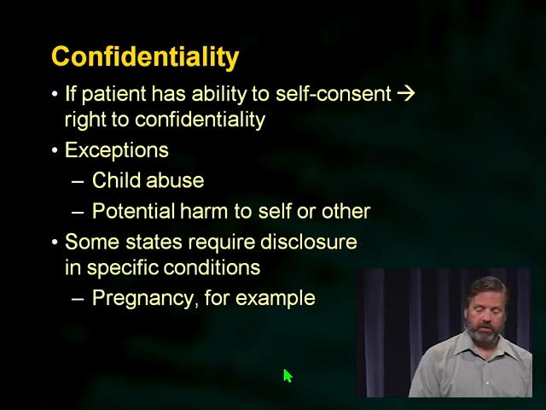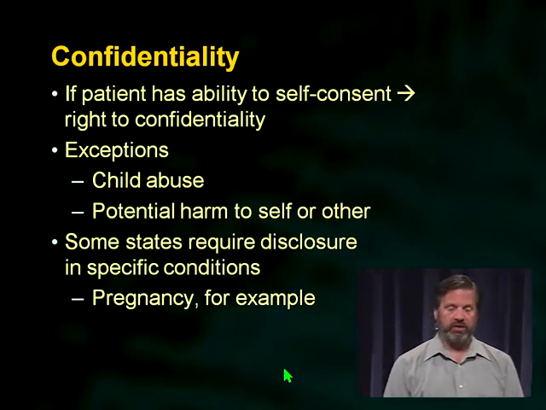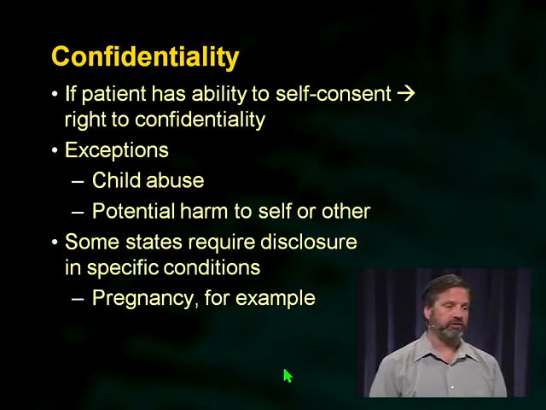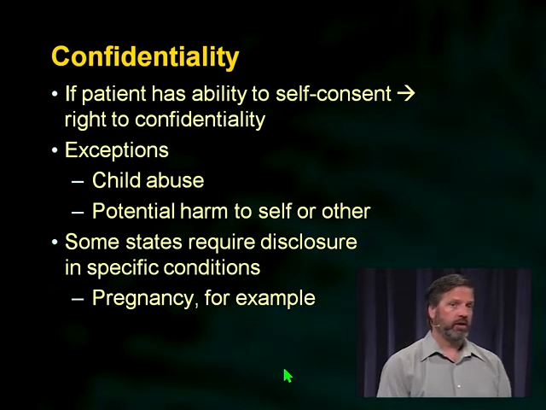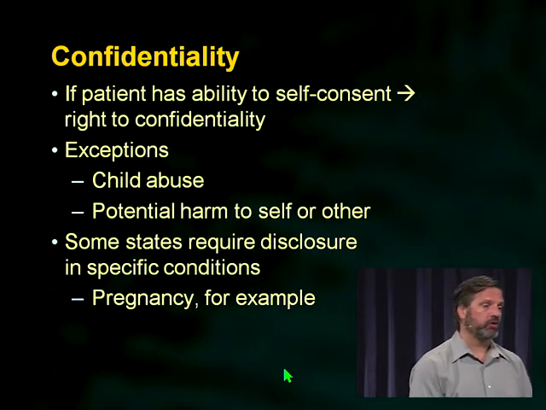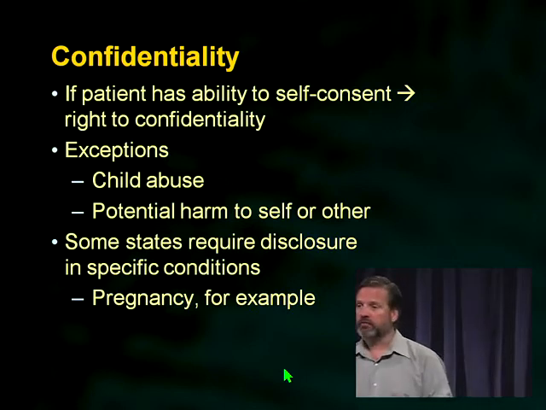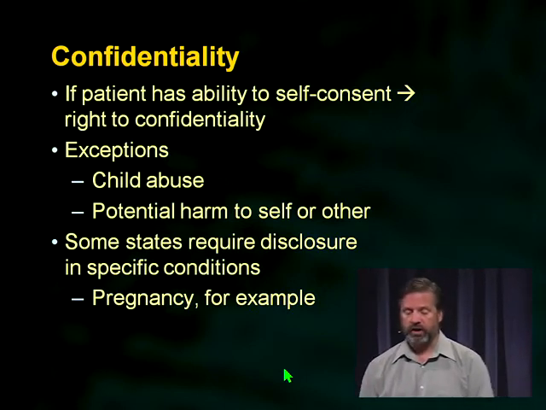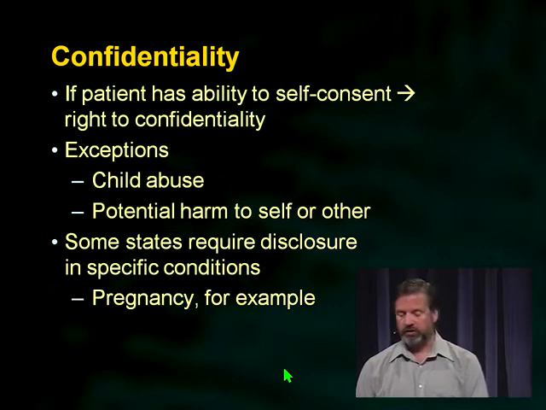Confidentiality. If a patient has the ability to self-consent, then they have the right to confidentiality. So that's the other piece that comes along with this. If you're going to decide that a patient's earned the right to self-consent, then they've also earned the right to confidentiality. So I've listed exceptions: child abuse or potential harm to self or others. And then there are, again, special state rules. So be aware in your state about rules around, for example, abortion and pregnancy.